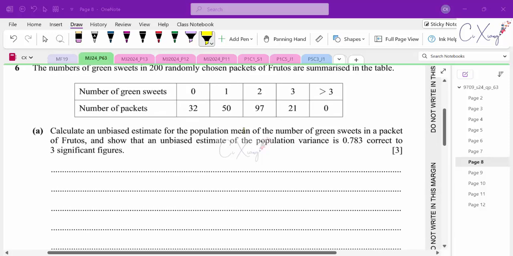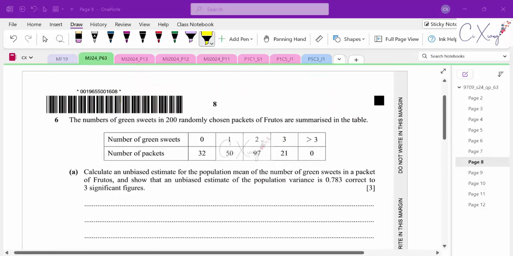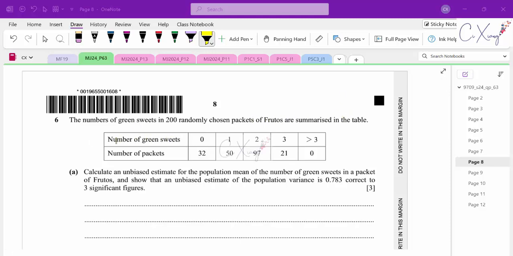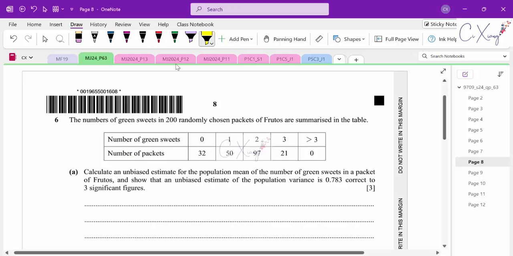So for question number 6 now, the number of green sweets in 200 randomly chosen packets of fructose are summarized in the table. So we are having the number of green sweets and also the number of packets. You should know that number of packets means the frequency, so it should be the f. And the number of green sweets will be the value of the x. They want us to calculate the unbiased estimate for population mean, and also show that the unbiased estimate for the population variance is this one.